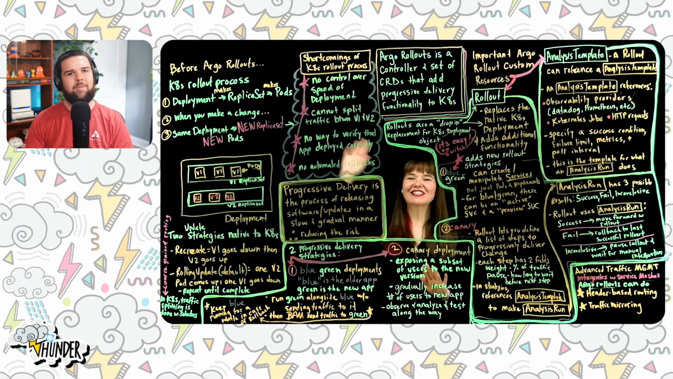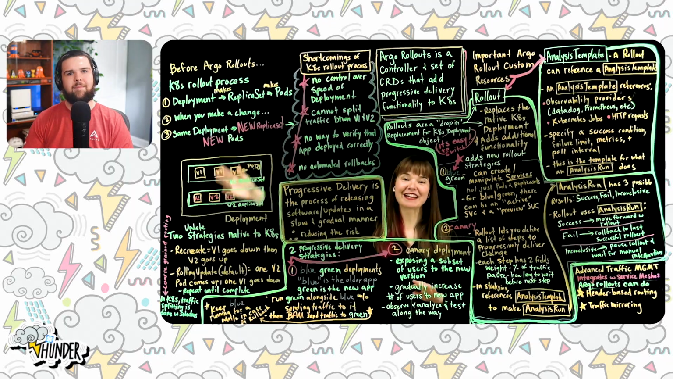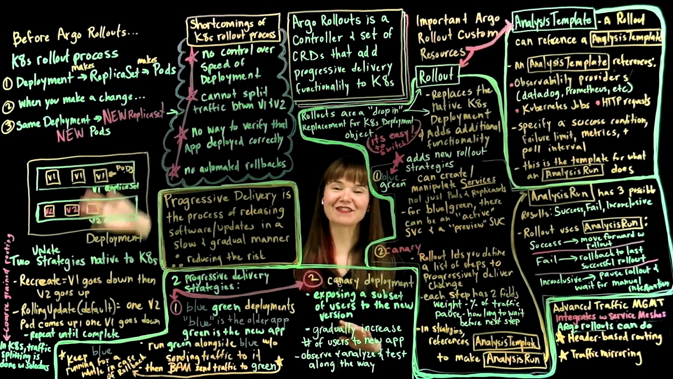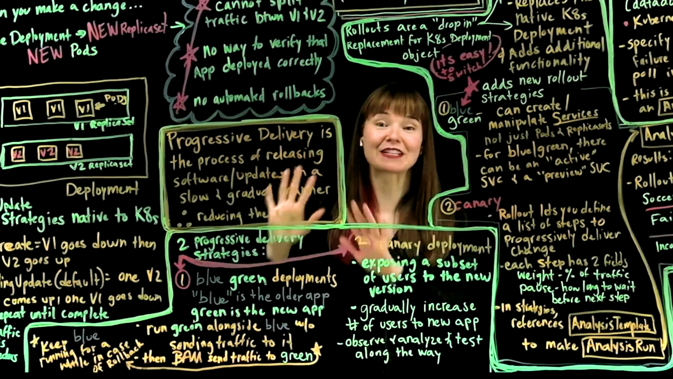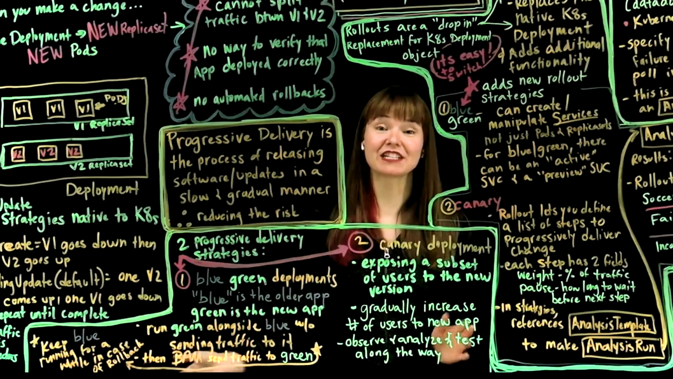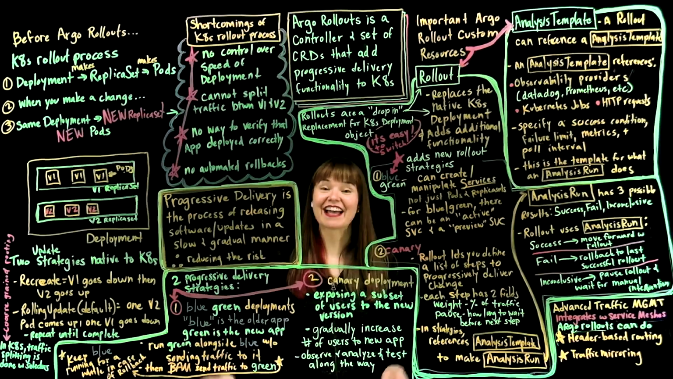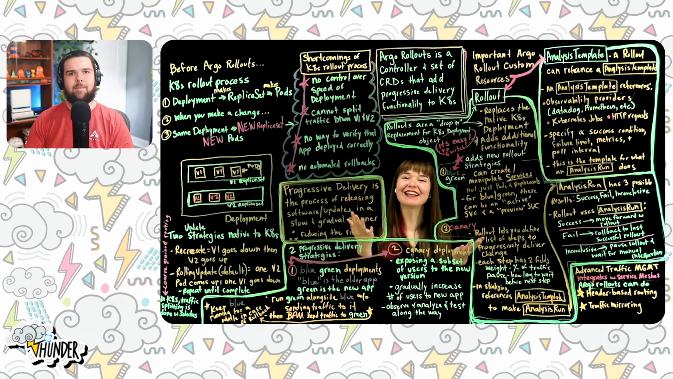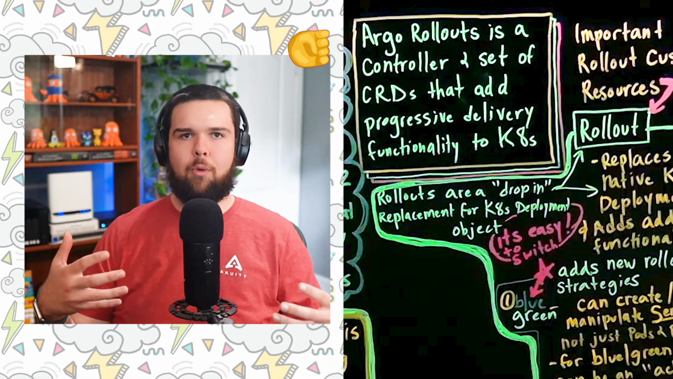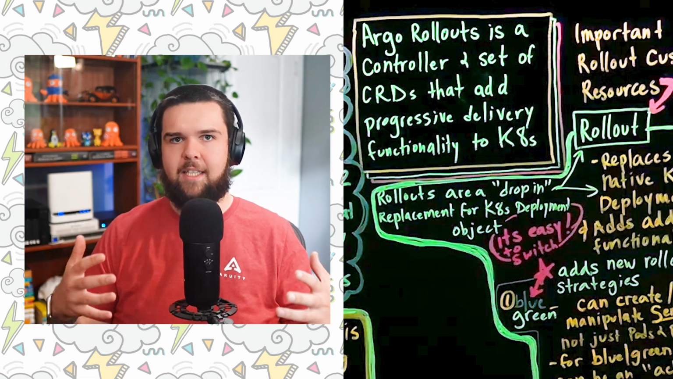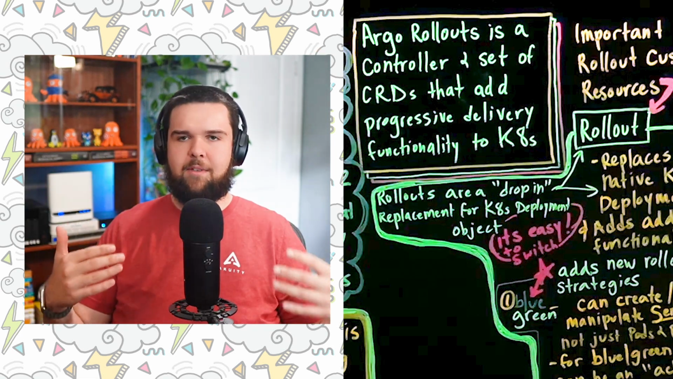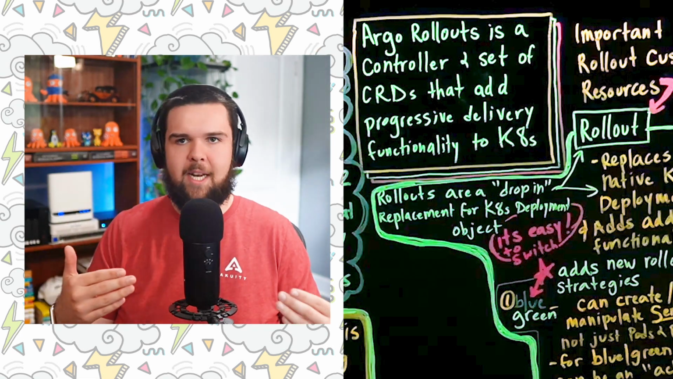We have all of this context now. We understand how Kubernetes deployments work, natively to Kubernetes. We understand what progressive delivery is and some strategies for doing a better job. And so now, what is Argo Rollouts? Argo Rollouts is a controller and a set of CRDs that add the progressive delivery functionality to Kubernetes. It advances beyond what the standard deployment can provide.